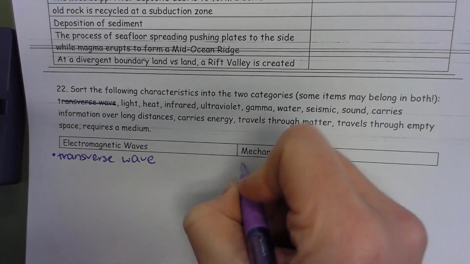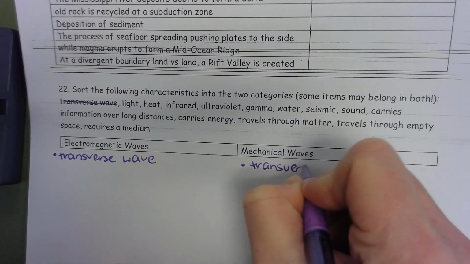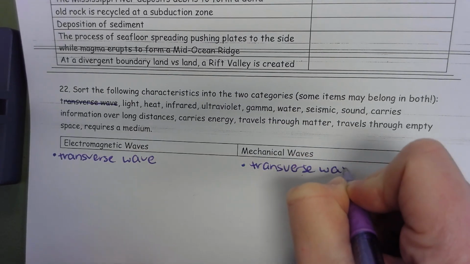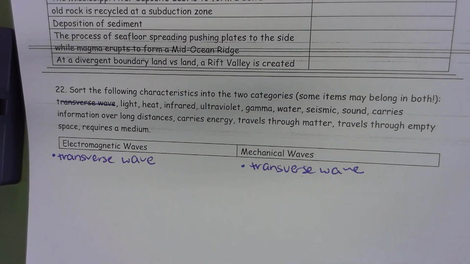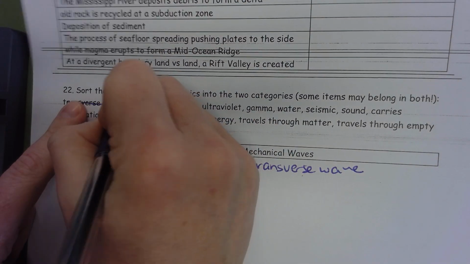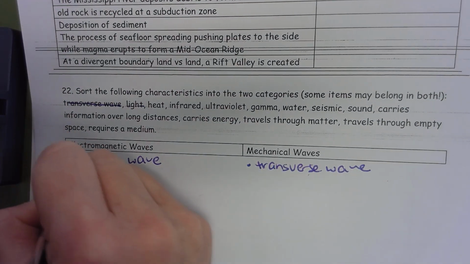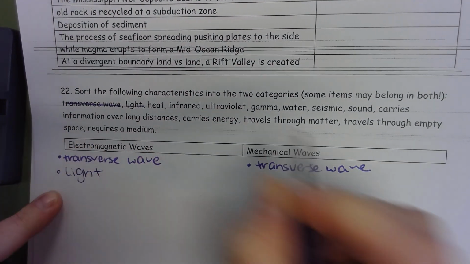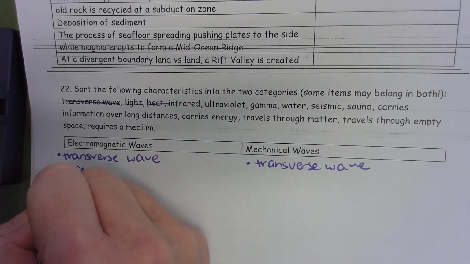But mechanical waves can also have transverse waves. Remember that they show up as water waves. Light is specifically an electromagnetic wave. Heat is also an electromagnetic wave.